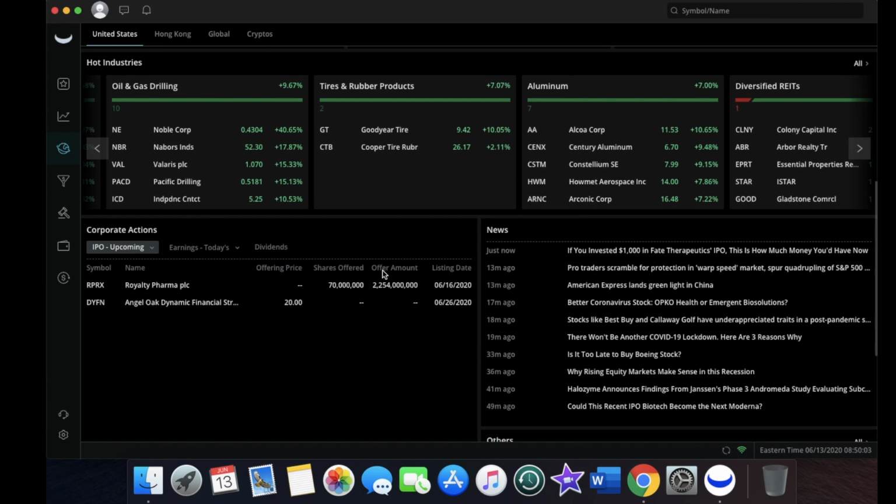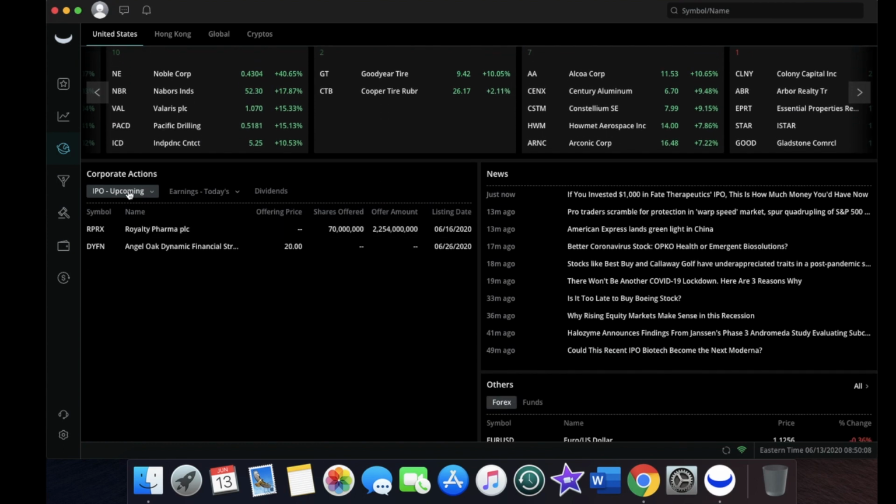Moving on down to corporate actions. Now this is a good one. You can see off the bat here, IPO. We've discussed this in the last video. An IPO is an initial price offering for a company becoming public. So you can see they are becoming public on the 16th and then the 26th. You can see their initial price offering of $20 for Angel Oak. So if you're looking for new companies to invest in and you want to research upcoming companies, it's good to look into the upcoming IPOs, as you might get a deal down the line.